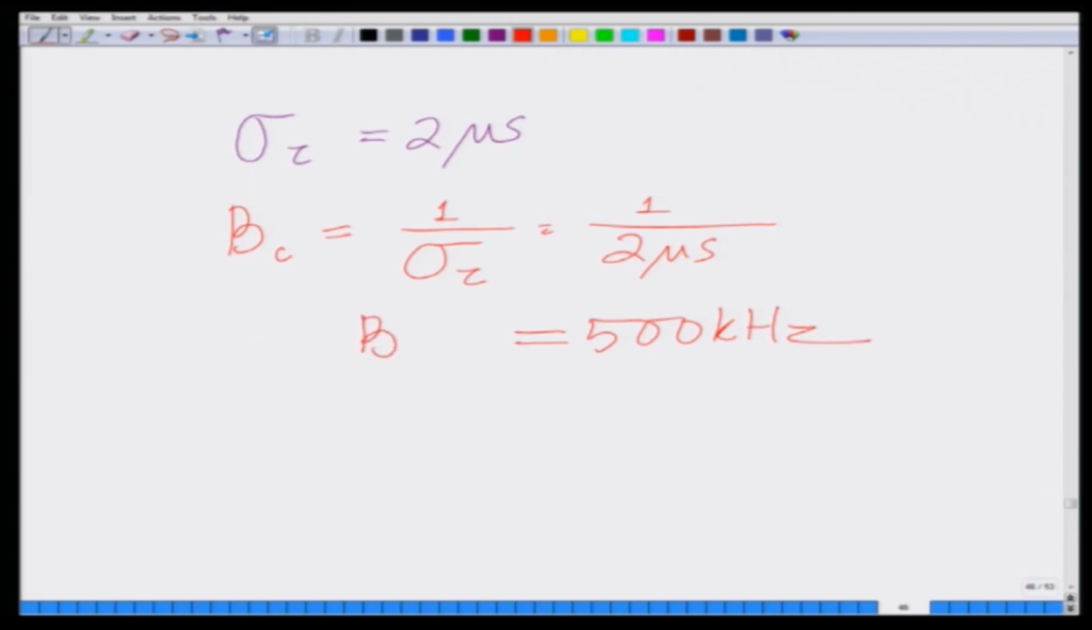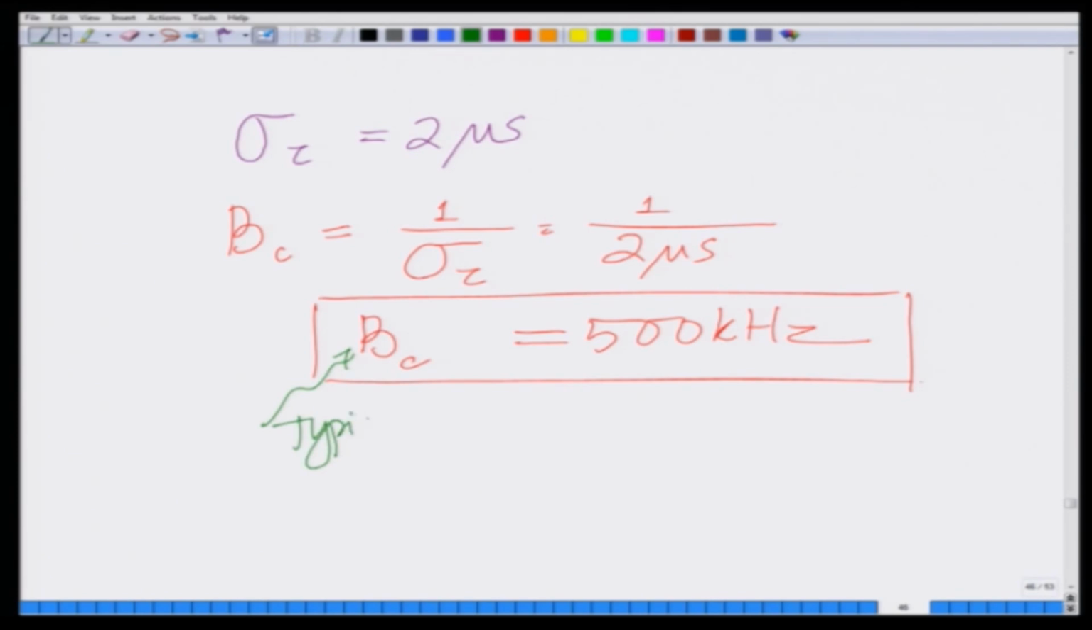which is equal to, so this is the typical coherence bandwidth, 500 kilohertz. What we are saying is that the typical coherence bandwidth is 500 kilohertz. That is, because the typical delay spread is 2 microseconds, the typical coherence bandwidth is 1 over the delay spread, which is 1 over 2 microseconds, which is 500 kilohertz.